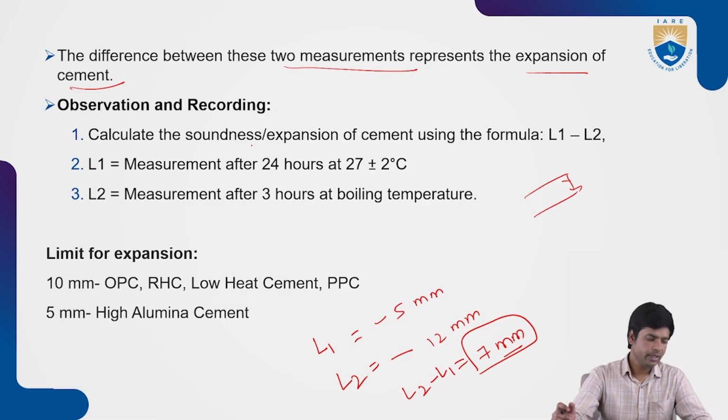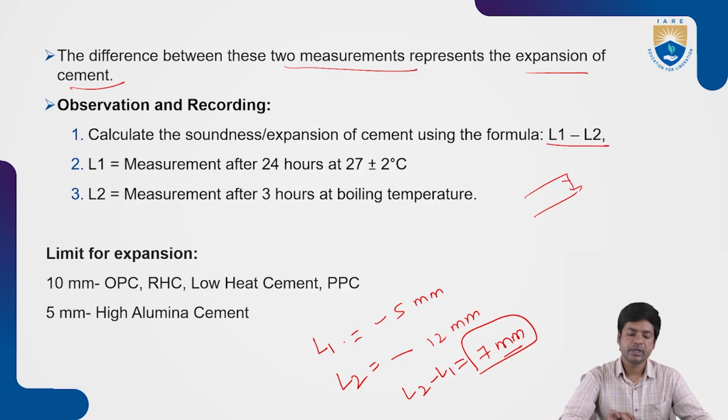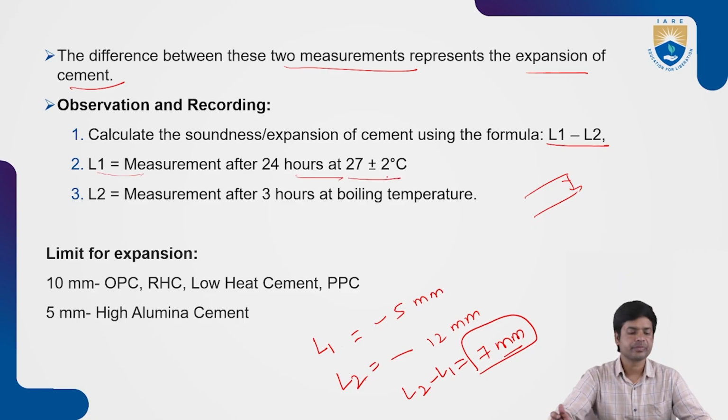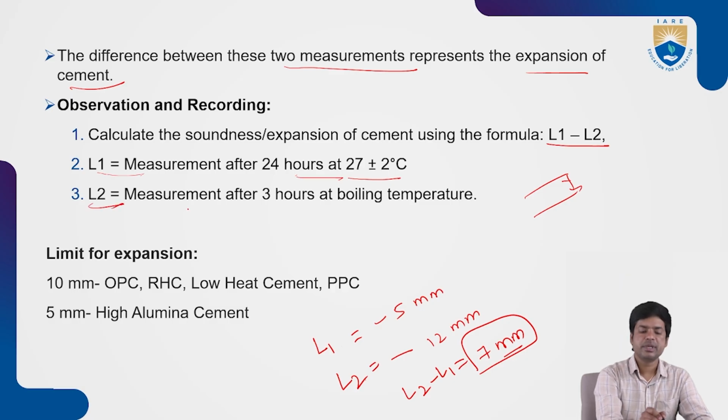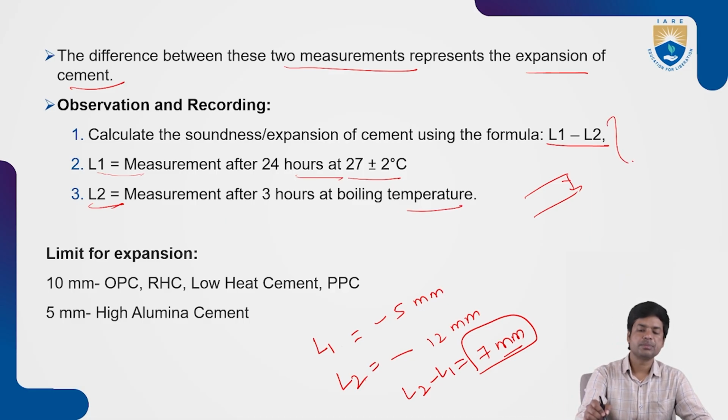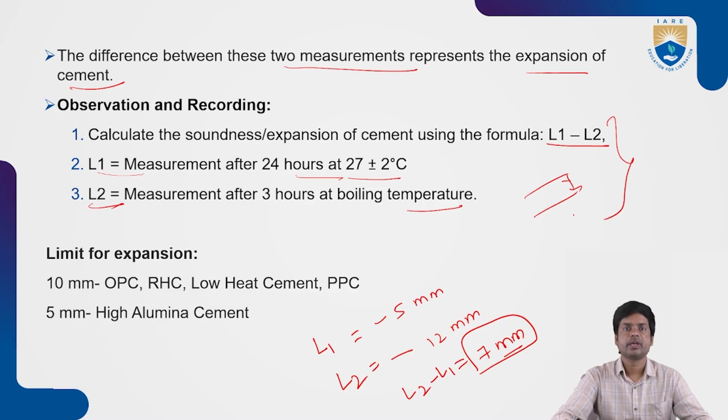Observations and readings: here calculate the soundness, the expansion of cement, using the formula L2 minus L1. By subtracting the value of L1 from L2, you calculate the expansion. L1 is the measurement after 24 hours at 27 plus or minus 2 degrees, and L2 is the measurement after 3 hours at boiling temperature. These are the observations we note down while doing the experiment.